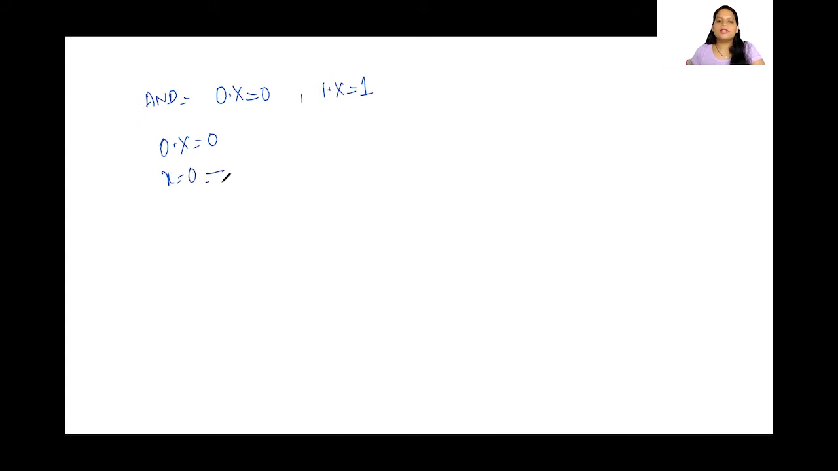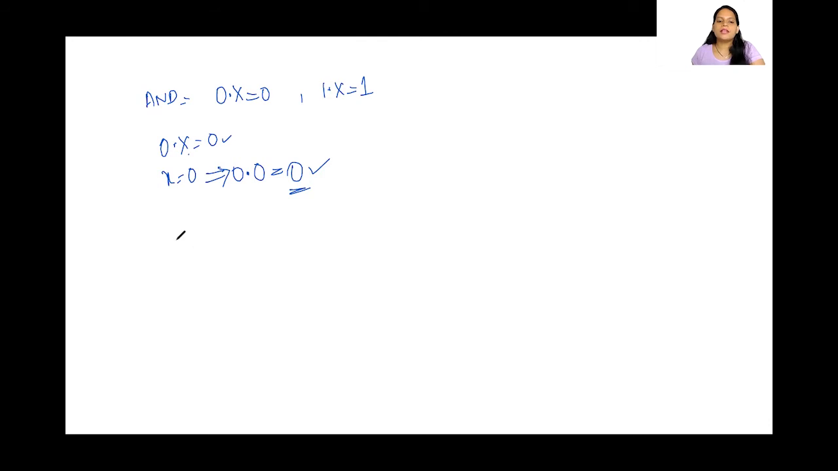Okay, so what happens then? 0 into, in the place of x, what will I write? 0. Now, whenever I do AND operation of 0 and 0, you know by the truth table of AND, we will always get 0. So, this is proved, isn't it?